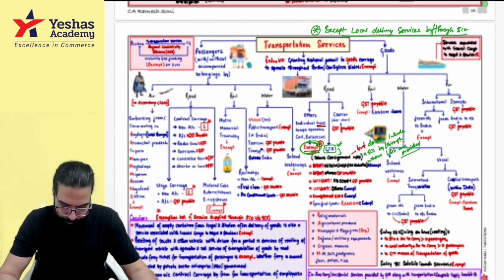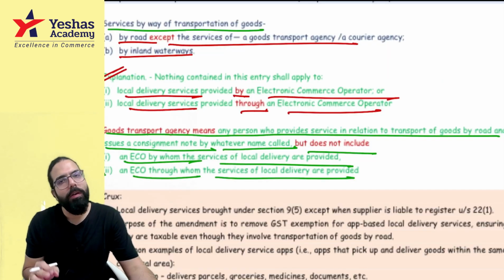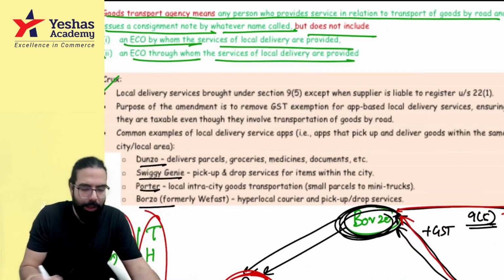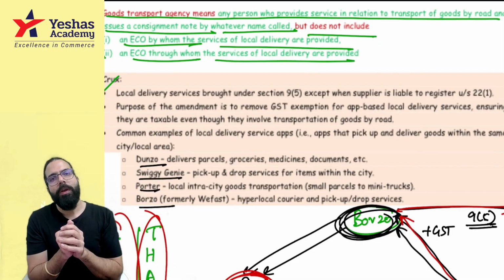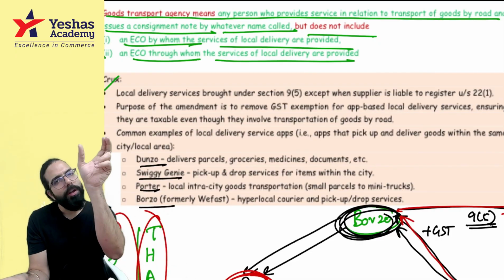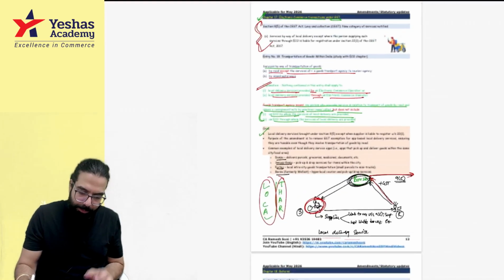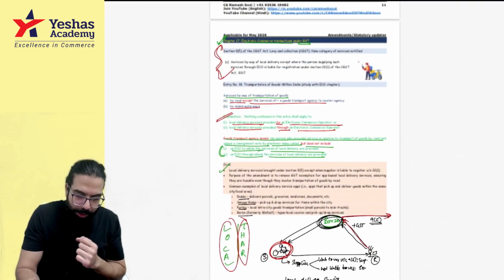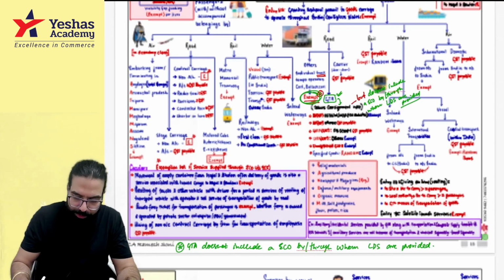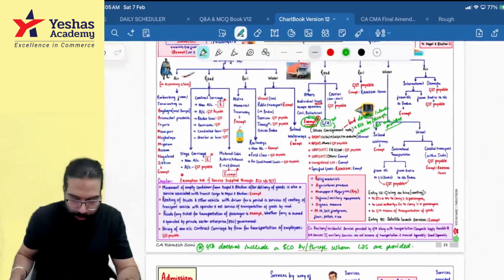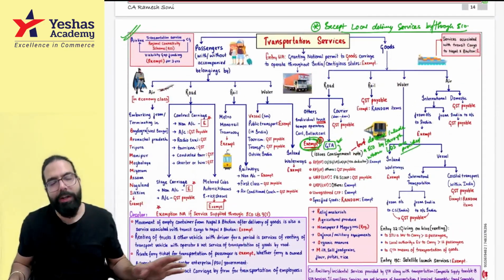Okay, simple. Can I tell you one thing? Local delivery service: if the supplier is liable to register, the e-commerce operator will not pay. If the supplier is not liable to register, the e-commerce operator will pay. Done, sir. For your exam this time, local delivery services are very, very important. I have told you the change in the transportation chart. I hope all of you made the change in the transportation chart. Okay, sir. We'll remember this.